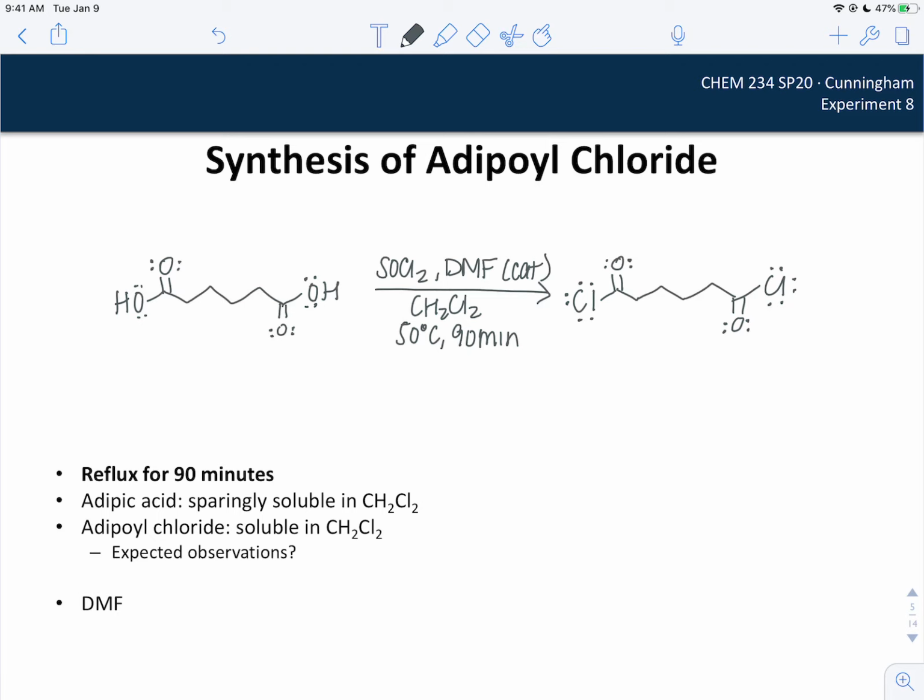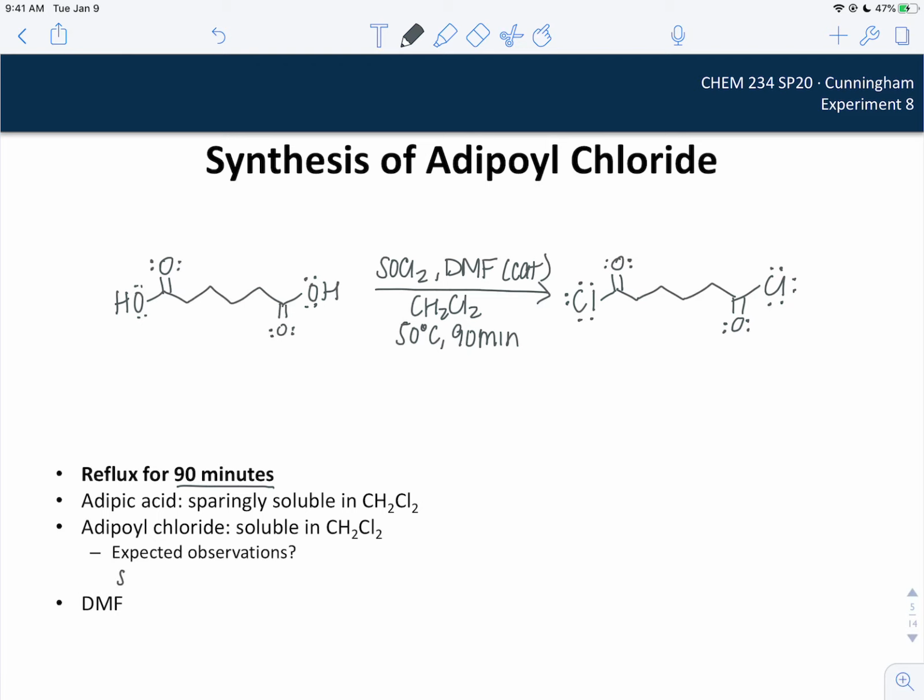So we are going to mix these together, and we are going to reflux this reaction for 90 minutes. We've got some other things that we need to do during that period of time. A couple of things to note. Adipic acid is sparingly soluble in dichloromethane, so when you put these things together, you will not see complete solubility. But as the adipic acid is converted into the adipoyl chloride, it becomes more soluble in dichloromethane. So we expect to see a change in observations here.